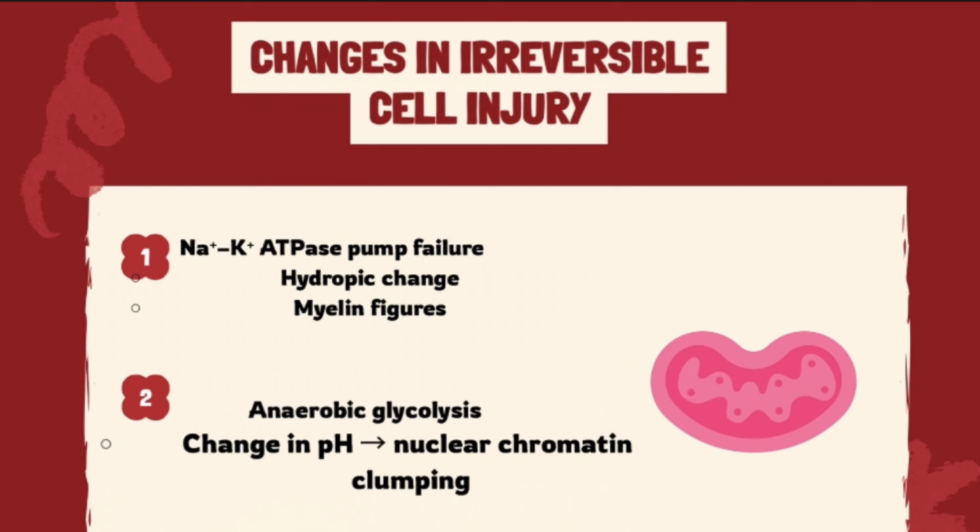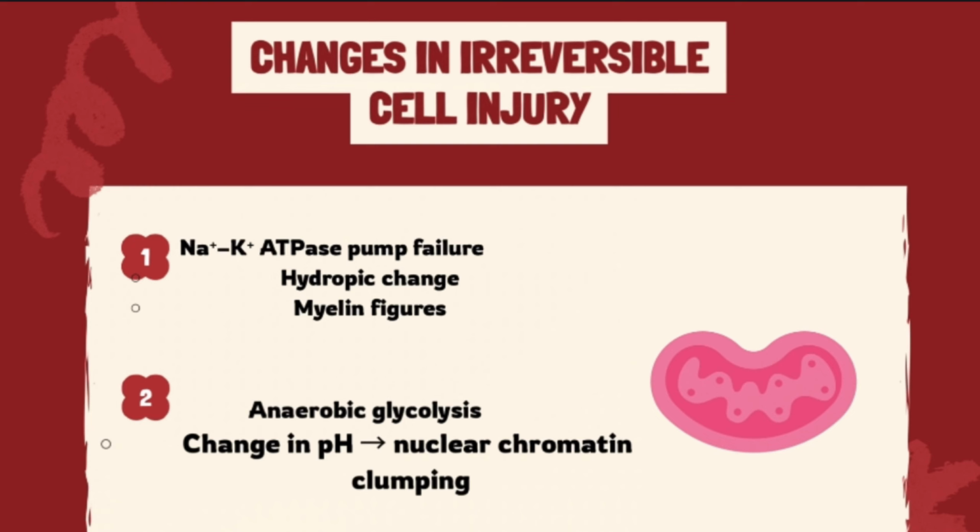In reversible injury, the damage is mild. The Na+/K+ ATPase pump slows down. Cells swell and metabolism shifts. But if oxygen returns, the cell can still recover. In irreversible injury, the damage crosses a critical threshold. Step 1. Na+/K+ ATPase pump failure. ATP is completely depleted. The pump shuts down. Sodium rushes in. Water follows. The cell swells massively and bursts, forming myelin figures, degraded membrane remnants.